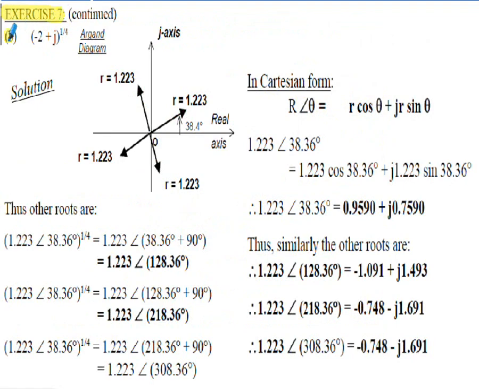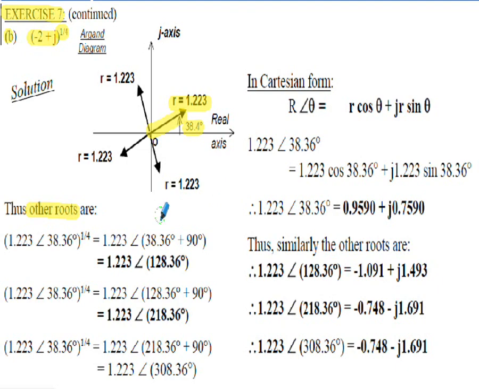Exercise 7, part B continued. We're trying to find the fourth root of the negative 2 plus j complex number. From the previous slide we found the root of r is equal to 1.223, argument 38.4 degrees. So that's the first root we're looking for. To find the other roots, we simply equally space each of the roots by 90 degrees.